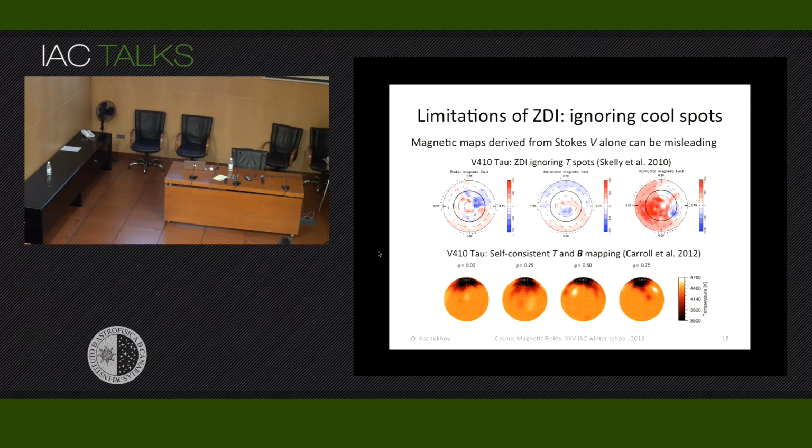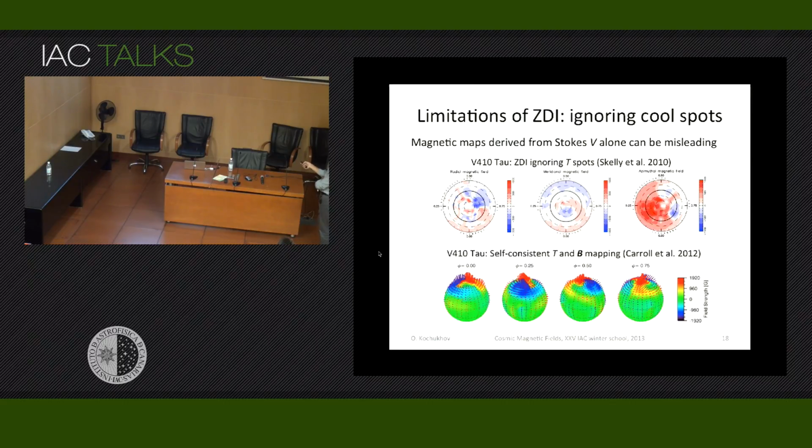So this star is a weak line T-Tauri star, so a young star, rapidly rotating, with a fairly strong field. One study did not take into account temperature spots when doing magnetic field reconstruction, and another study did the two simultaneously, taking into account temperature inhomogeneities when mapping the field. So this is the temperature distribution. It is dominated by a large cool spot, and this is the magnetic field they got. And this is supposed to be the same star.